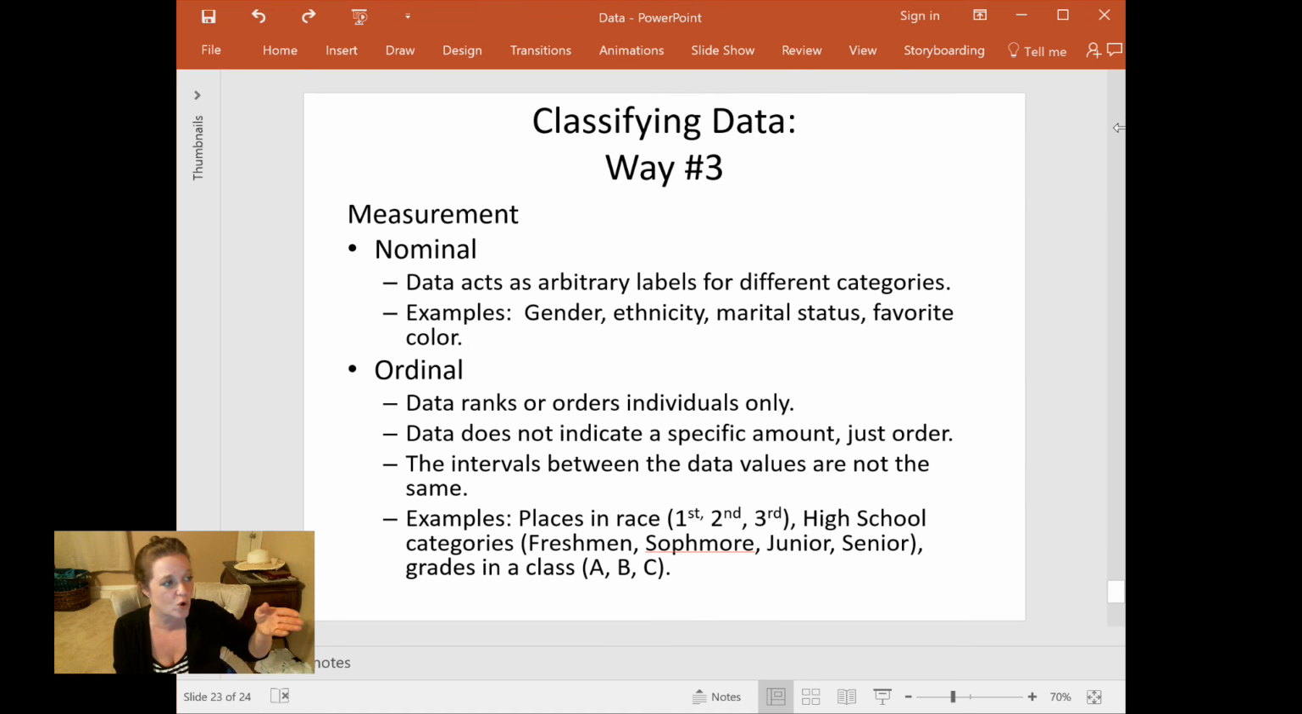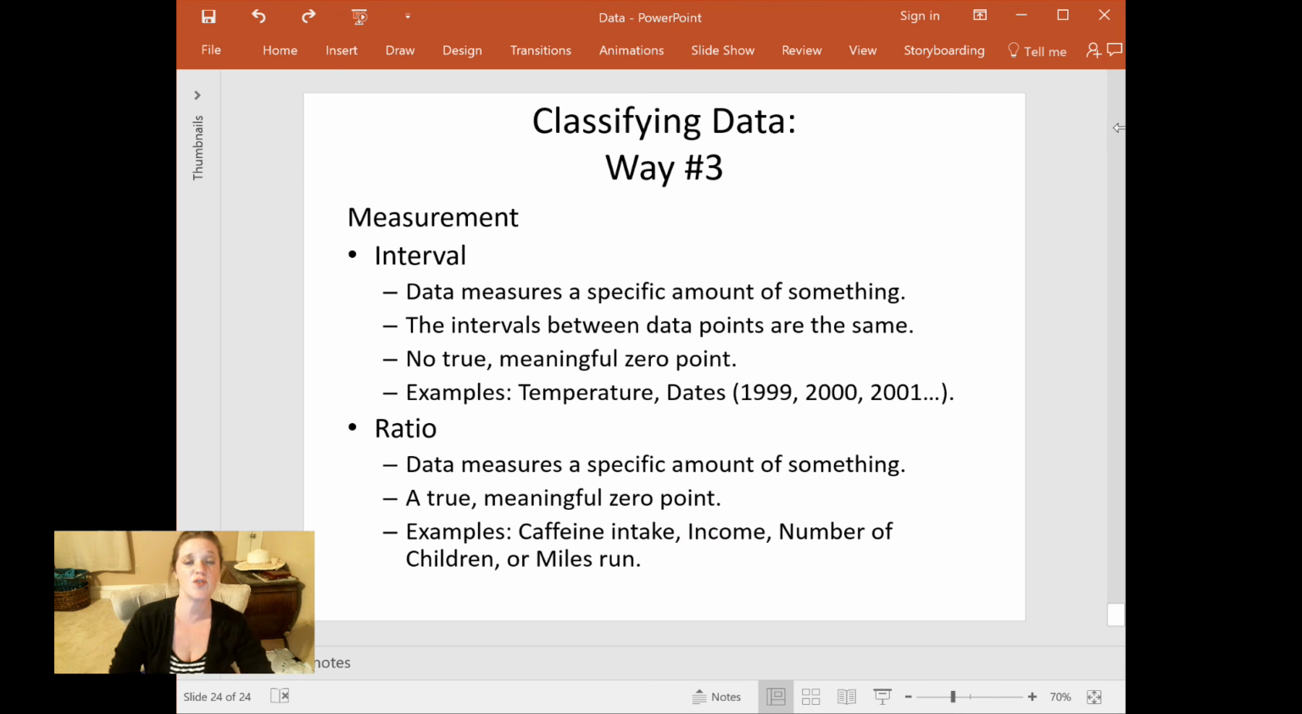It's not as if the gold place person has the exact same difference from the silver place person as the silver place person has from the bronze person. You're just rank ordering people. And that is called ordinal because you're simply putting people in order, and that's it. Not measuring a specific amount of anything. Interval, on the other hand, you are measuring a specific amount of things. You are keeping track of exactly how much stuff people have. So it's a little more quantitative than ordinal.